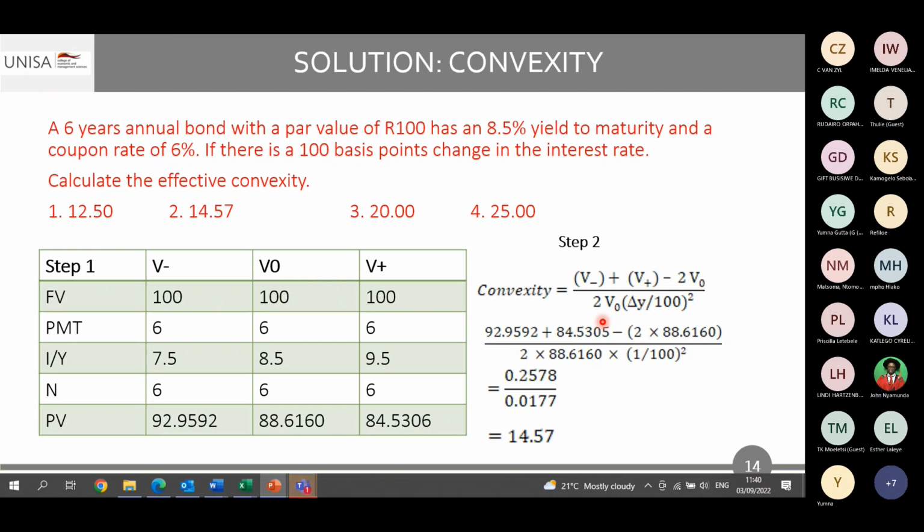Katleko. Hello, sir. I'm not getting the correct PV values. I don't know why, because all the other information that I have is correct. Maybe I'm doing something wrong. For V naught, if you say FV 100, let's do it quickly. Clear your memory so that we can do it quickly together. If you put your FV as 100, put your PMT as 6, put your I as 8.5. Please give me some response so that I know we are together.